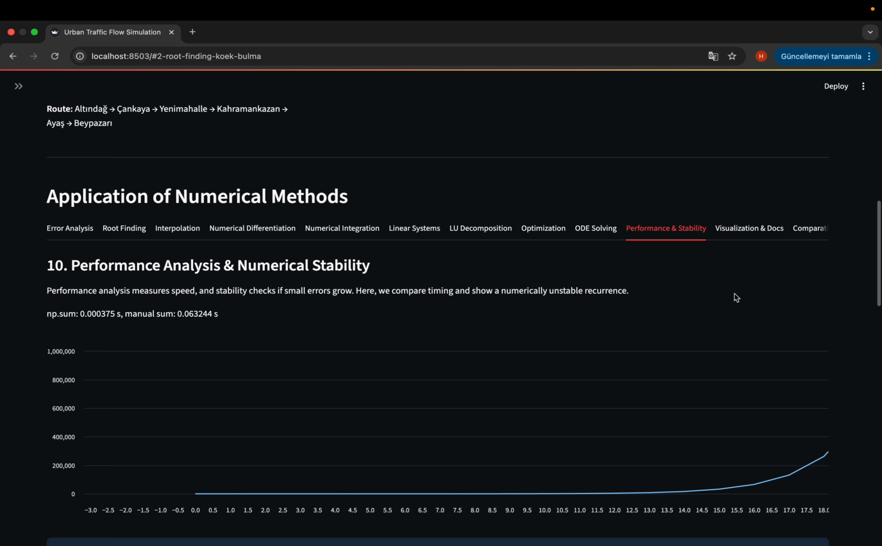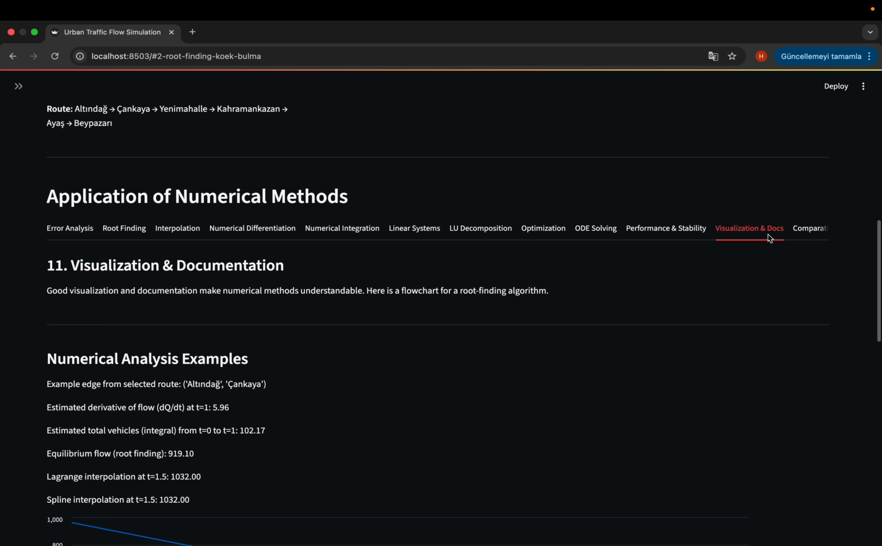Let's pass to visualization and documentation. Graphs are essential for understanding system behavior. We are using MATLAB for plotting, Streamlit for UI, and Graphviz for flowcharts. We documented every function with inline comments and exported charts to explain congestion hotspots, solver accuracy, and route differences. These visual aids made the simulation both interpretable and publishable. Good visualization and documentation make numerical methods understandable.